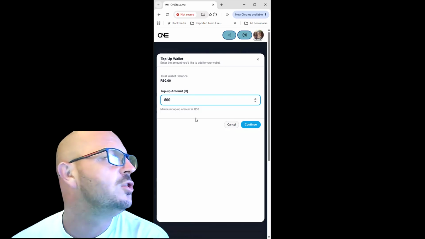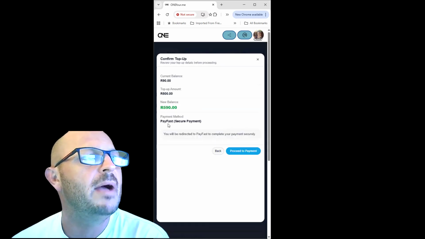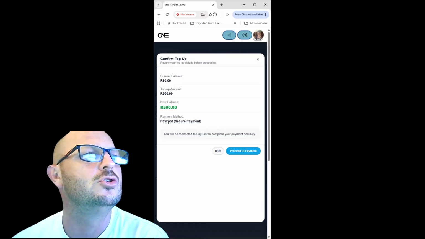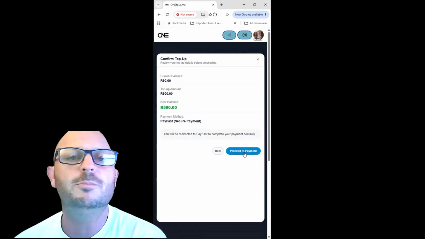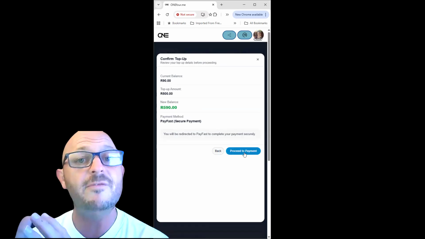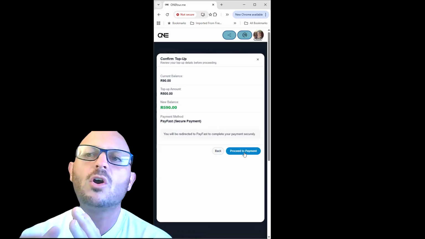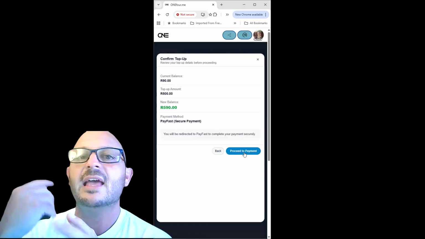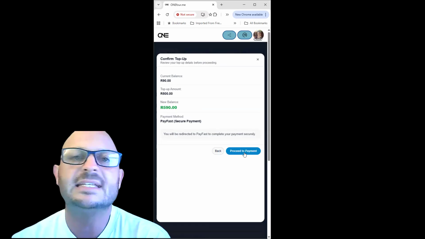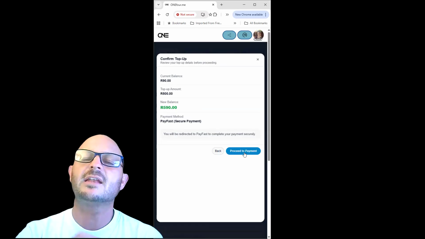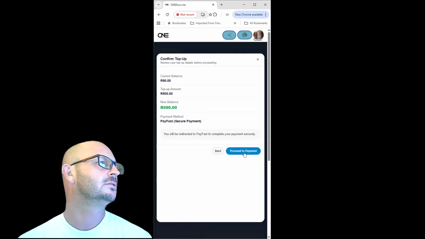So you put in your amount that you want to put in, and then you go continue. Then it will show you what your new balance will be. It'll say that you're going to do this payment through the PayFast secure system, and you just go proceed to payment. And then it'll take you to the PayFast gateway. And from there, it'll ask you for your card details. You put in your card details. As soon as you proceed there, and that transaction is successful, PayFast will send a signal to the One4Me system to say that it was a successful transaction, and then your wallet will be increased with that amount.